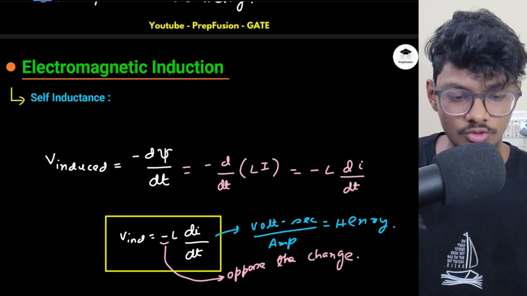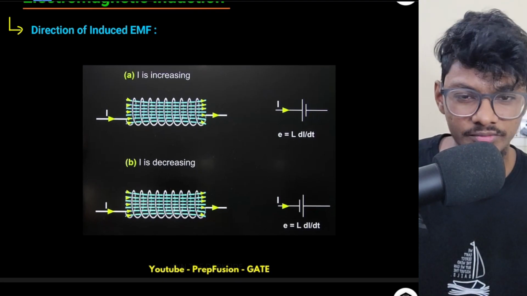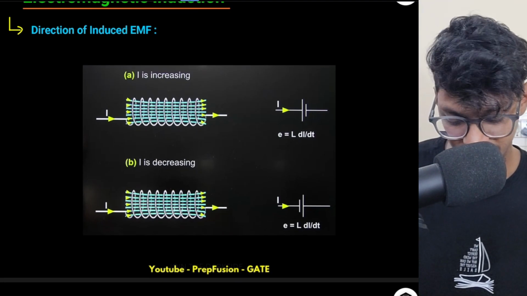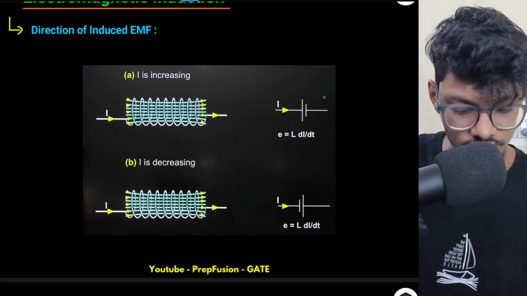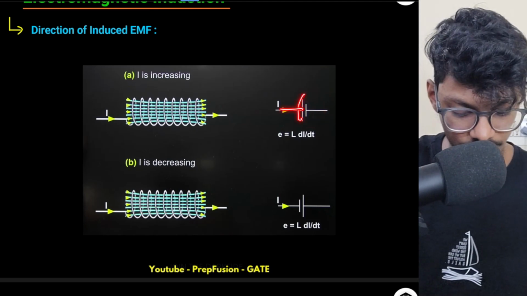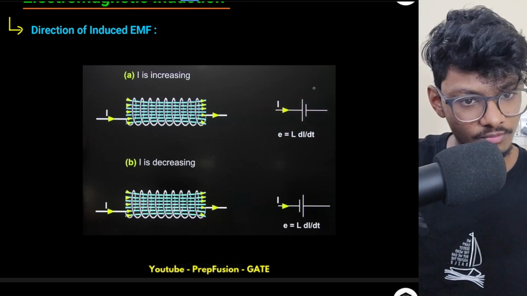Okay. So what will be the direction of induced EMF? I know you know these things. If the current is increasing in the same direction, the induced EMF will oppose it, so the induced EMF will be such that it opposes the current. So it will be from plus to minus.